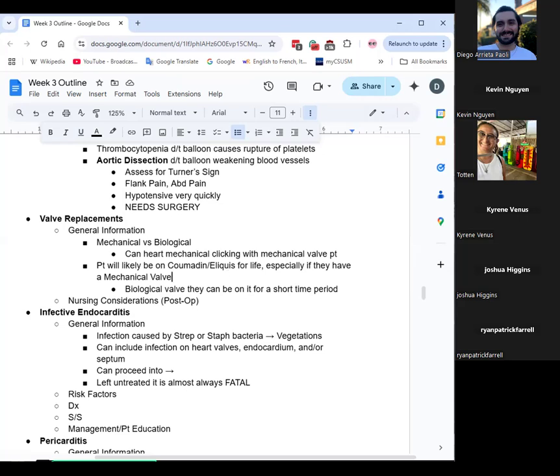TPMA, toilet paper my ass. I remember that. I forgot what that was for. I just remember him saying it for the valves. Toilet paper my eh.